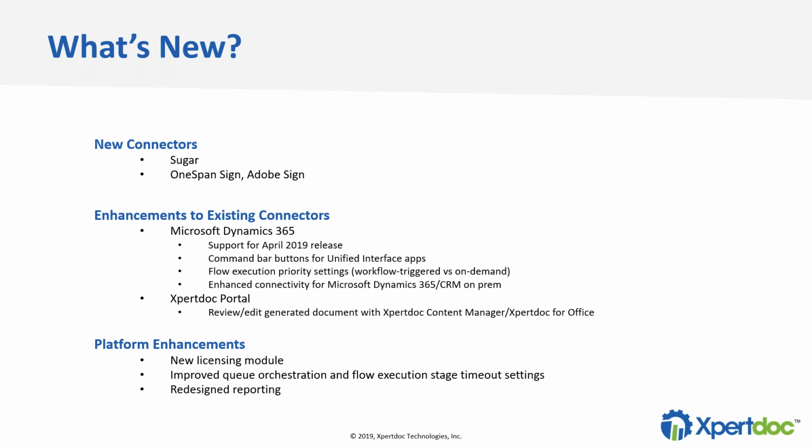Okay, so the licensing module there has changed a little bit. I'll show you what it looks like. I'll show you how you can make sure that you get a new license in time, and how you can implement it in your environment, in your project console. And then improved queue orchestration, that's a very important one, and flow execution stage timeout settings, a little bit technical there. Improved queue orchestration, that's specifically for multi-tenant environments.